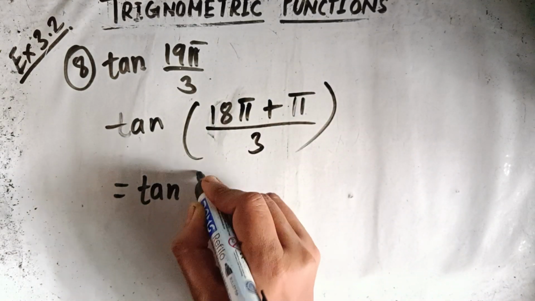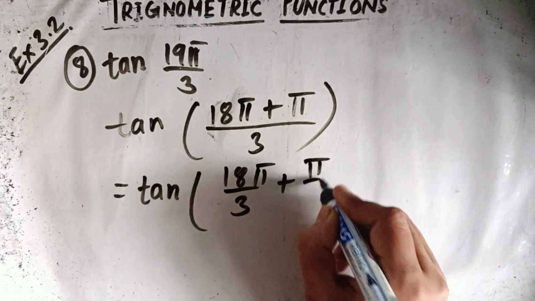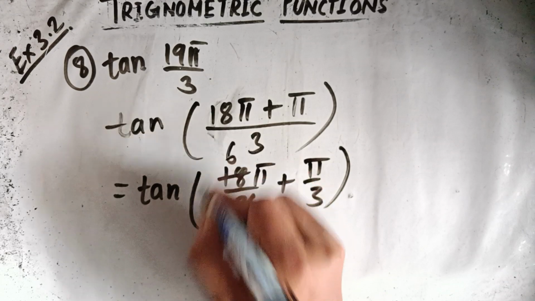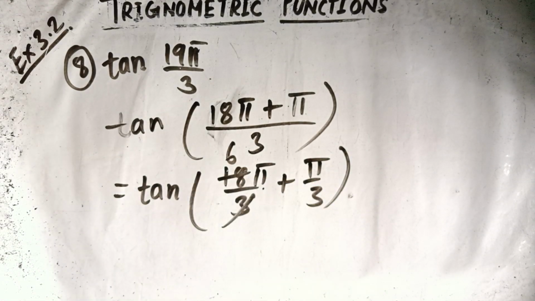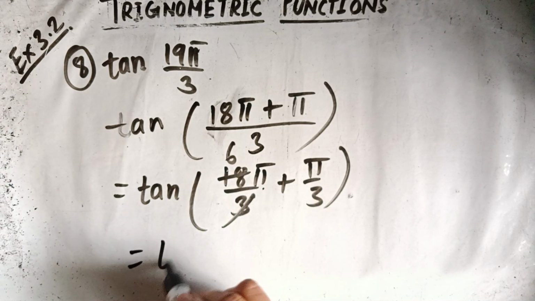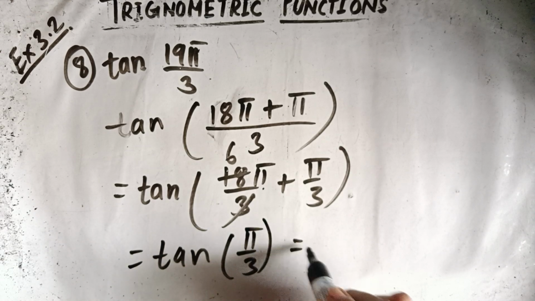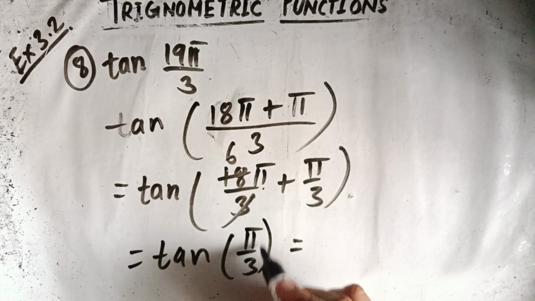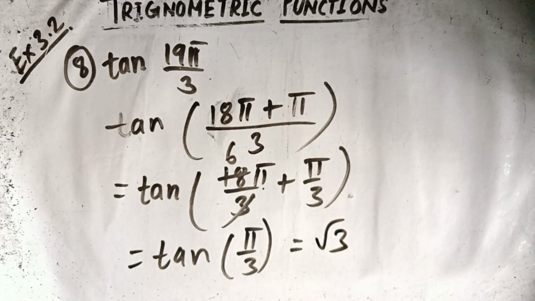So we'll get tan of 18 pi upon 3 plus pi by 3. So this is 6 pi. 6 pi is a multiple of 2 pi. So this we can consider as 0. So this will be tan of pi by 3. Tan of pi by 3. So pi by 3 is 60. Tan of 60 is root 3. Okay.